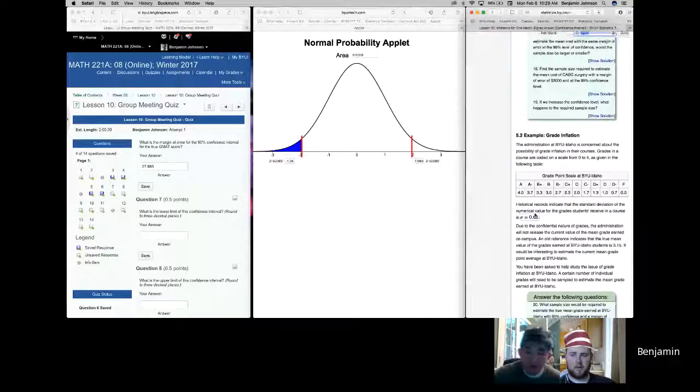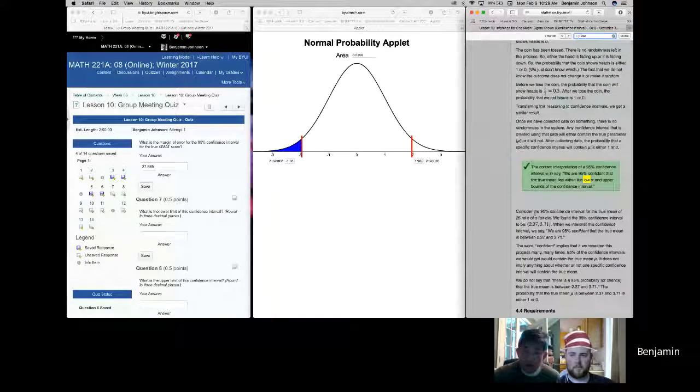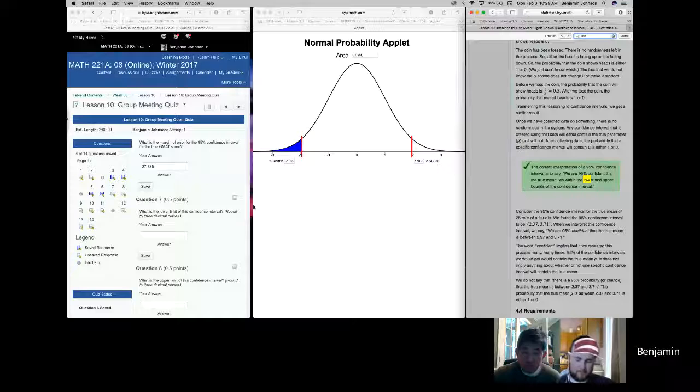Here, let me do a Control F on this and find lower limit. Or after you commit it, and I'll look at it. No, I think the correct interpretation of 95% confidence says we are confident that the true mean lies within the lower and upper bounds. Oh yeah, so that's right. Well, you know, then it's 0.025.